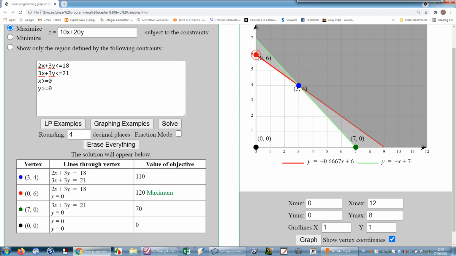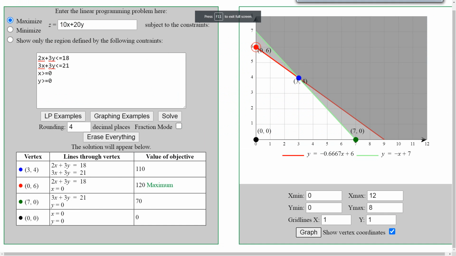Any linear programming problem has three parts. So the first part is the objective function. Here the example is to maximize the objective function z is equal to 10x plus 20y. This part is the objective function.